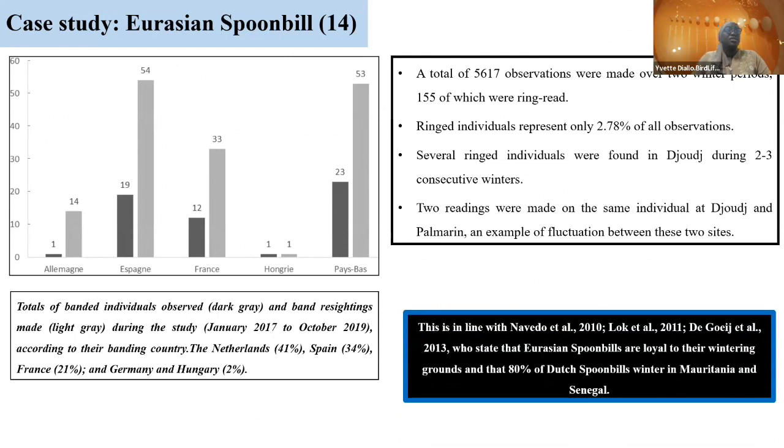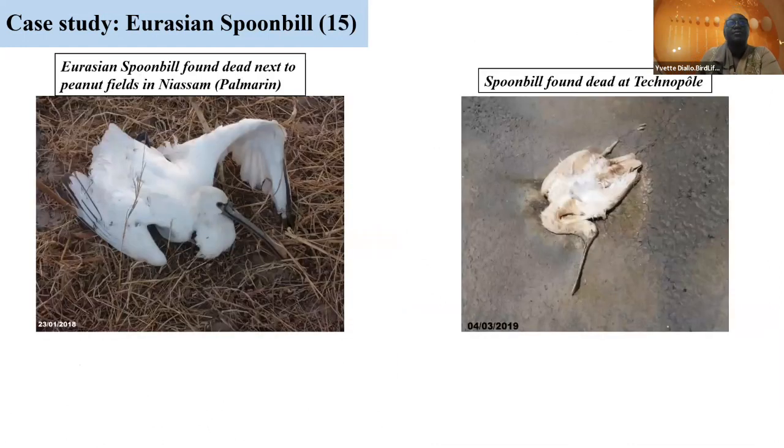Yes. This is in line with Navedo et al., Lok et al., and De Goeij et al., who state that Eurasian spoonbills are loyal to their wintering ground and that 80% of North Dutch spoonbills winter in Mauritania and Senegal. Next. Despite all the effort made by this species to survive, there are still threats to its survival. In the first picture, you have a Eurasian spoonbill found next to the planet fell in Palmarine, and a spoonbill found at Technopole. Next slide.